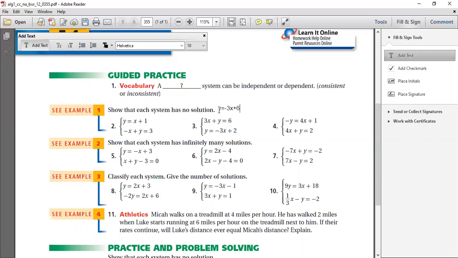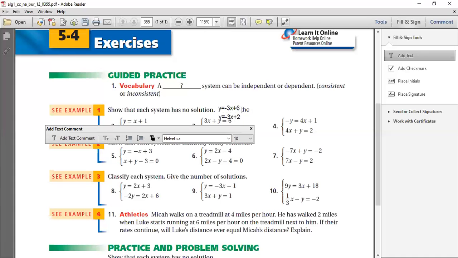Now let's compare the slopes. One equation is y is equal to negative 3x plus 6, and the other equation is y is equal to negative 3x. It might not be clear because it's up and down, but as I talk, you can understand what we are doing. As you saw, the slopes are the same. If the slopes are the same, the lines are parallel. So because the slopes are the same and the y-intercepts are different, the lines are parallel.